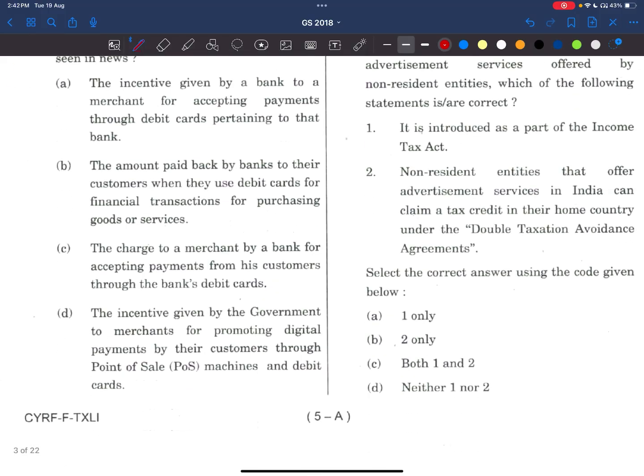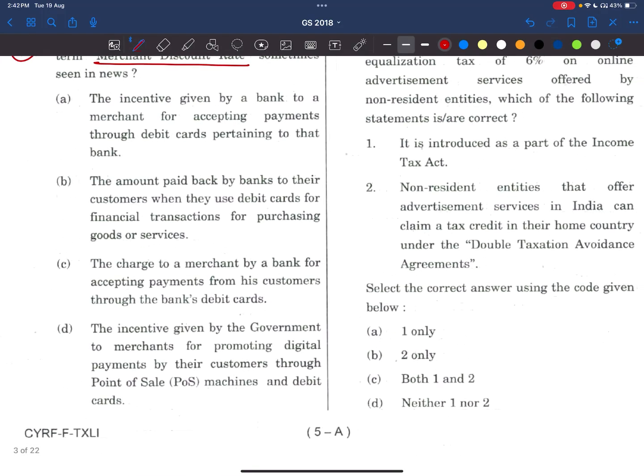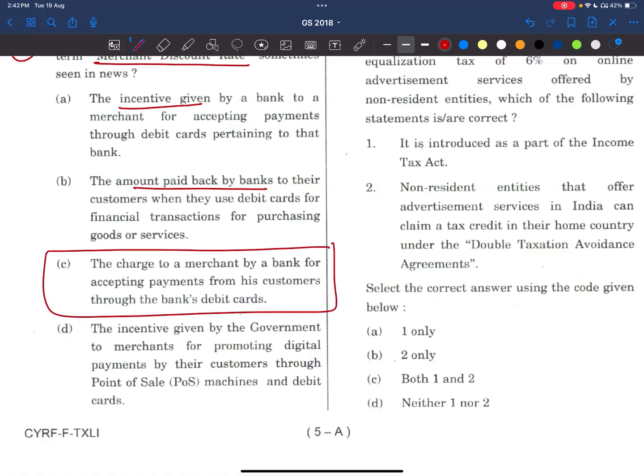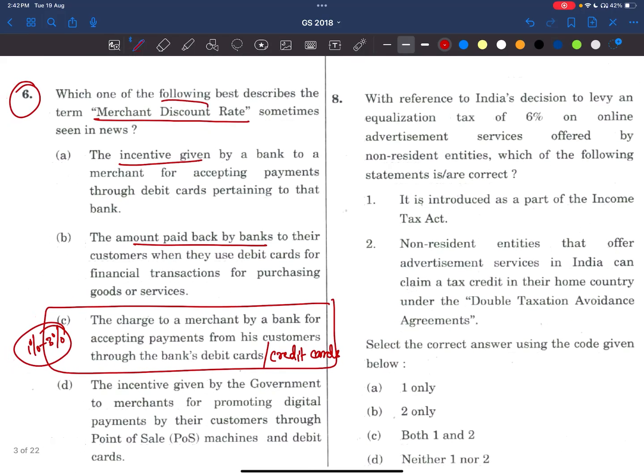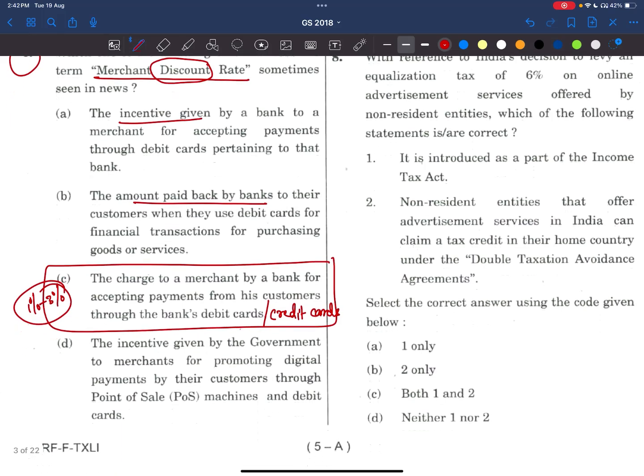Okay, now let's go to the statements. Incentive given by a bank? No, it's not an incentive. Amount paid back by banks? No, this is not the case. The charge to a merchant by a bank for accepting payments from his customers through bank's debit cards. Okay, this is the correct statement, friends. Here it is not only debit cards, it is credit cards as well. This fee is approximately 1% to 3%. He is saying discount rate, but it is not a discount rate. It is the fee which the merchant has to pay to the banks. So the answer is C, right?